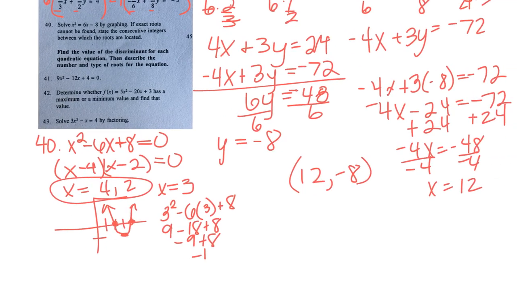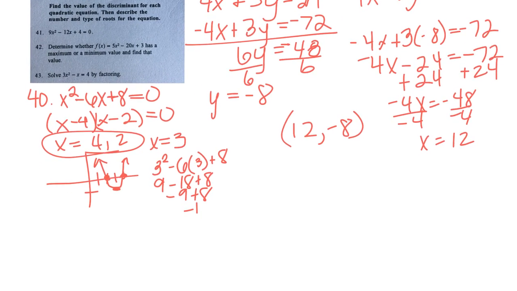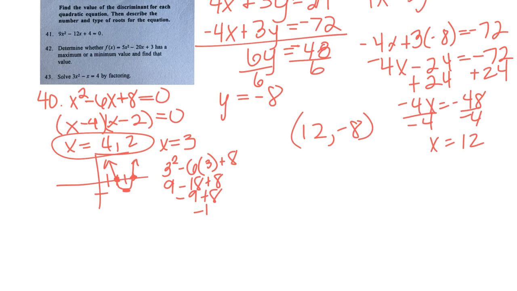Number 41. Find the value of the discriminant. Let's remember that the discriminant is b squared minus 4ac. So when it wants the value of the discriminant, we have to plug it in.